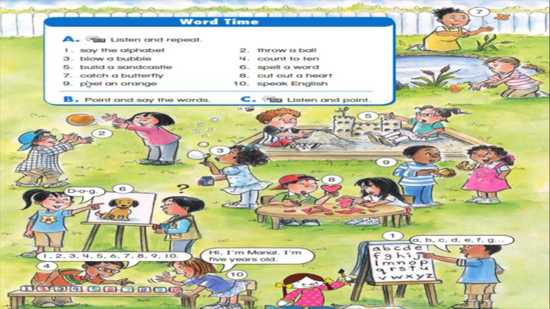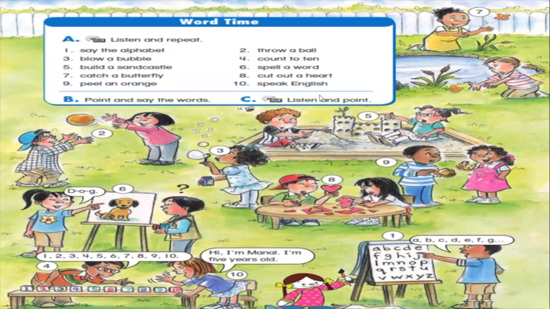3, blow a bubble. Yes, she's blowing a bubble. 4, count to 10. اهو بيعد من 1 ل10, from 1 to 10. 5, build a sand castle. There they are. Build a sand castle.